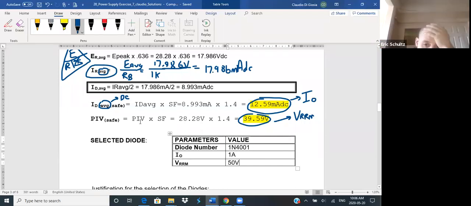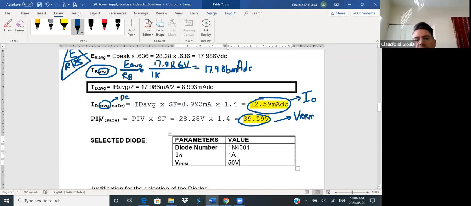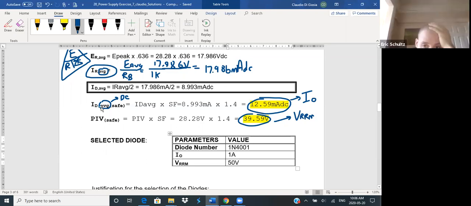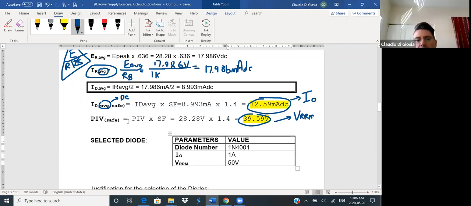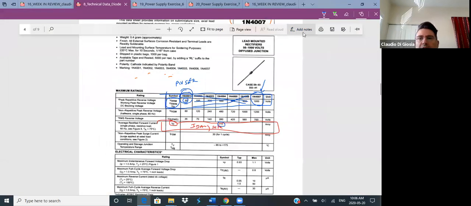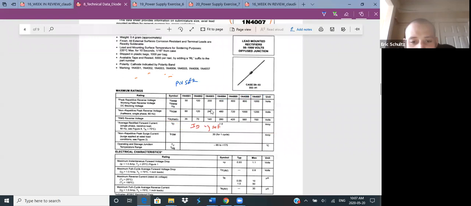And Eric, you were saying this part here? Yeah, I'm still... Can you just show? So you see these two variables here, ID average safe and PIV safe. Yeah. So ID average safe, we're going to compare it to IO of the spec sheet. And PIV safe, we're going to compare it to VRRM. Both of these values here, Eric, if we go to the spec sheets, are right here. We have our VRRM. Let me erase some of this and start from scratch. And can you zoom in a little bit, please? I could.